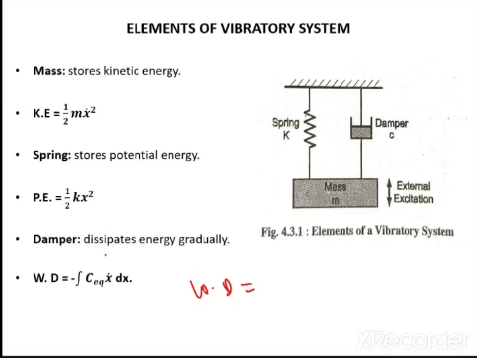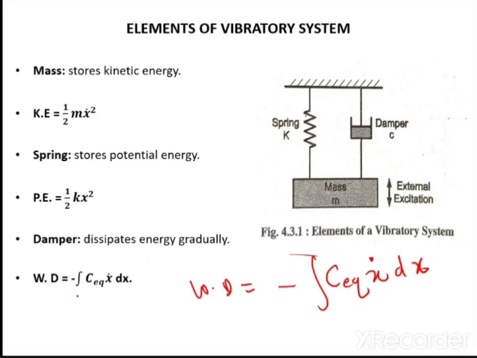So a damper dissipates energy gradually. If you want to calculate the work done by the damper, you cannot, because there is no such energy stored inside the damper. What is a damper? A damper is doing work. What work? It is doing the work of removing the energy. So how do you calculate it? You calculate it by minus the integration of C equivalent x dot into dx.